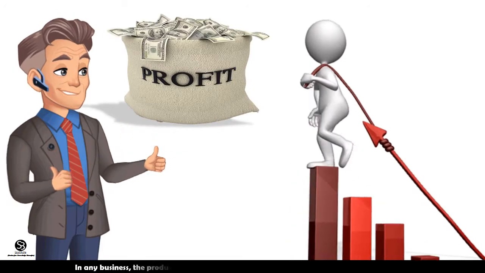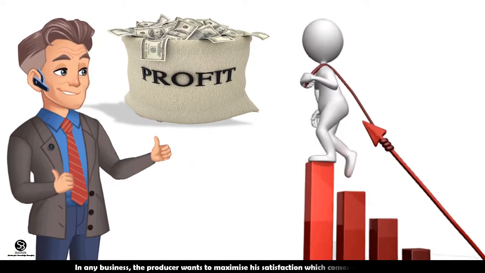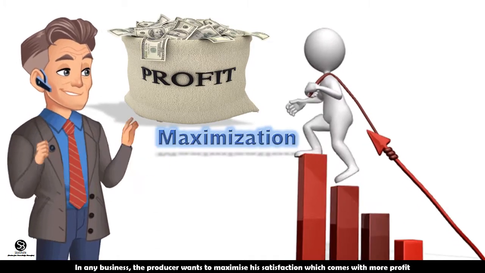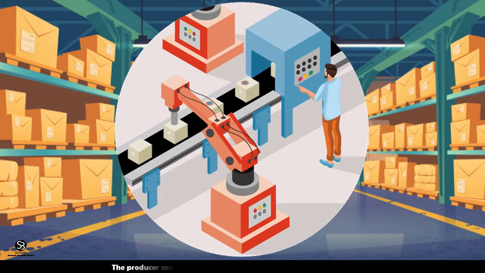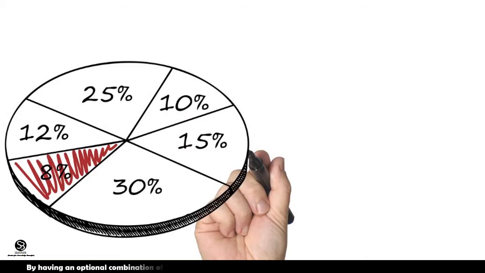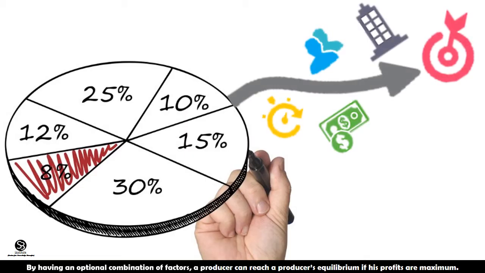In any business, the producer wants to maximize his satisfaction, which comes with more profit. The producer must reach a level of output where his profits are maximized. By having an optimal combination of factors, a producer can reach a producer's equilibrium if his profits are maximum.